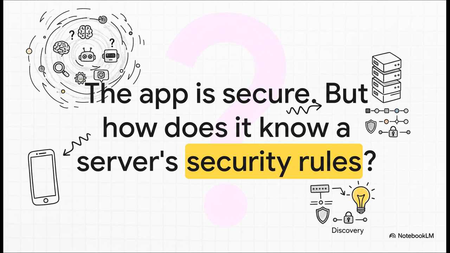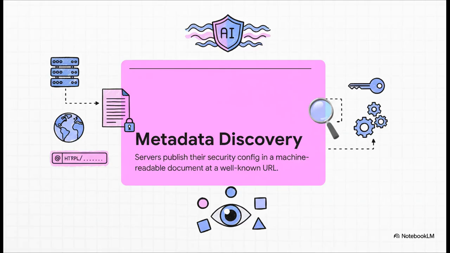Awesome. But in a world with tons of different AI services, how does the app even know where to go to log in? Or what security rules the AI server expects it to follow? We can't just hard-code all that information into the app. It would be a nightmare to maintain. And the answer is something called metadata discovery.